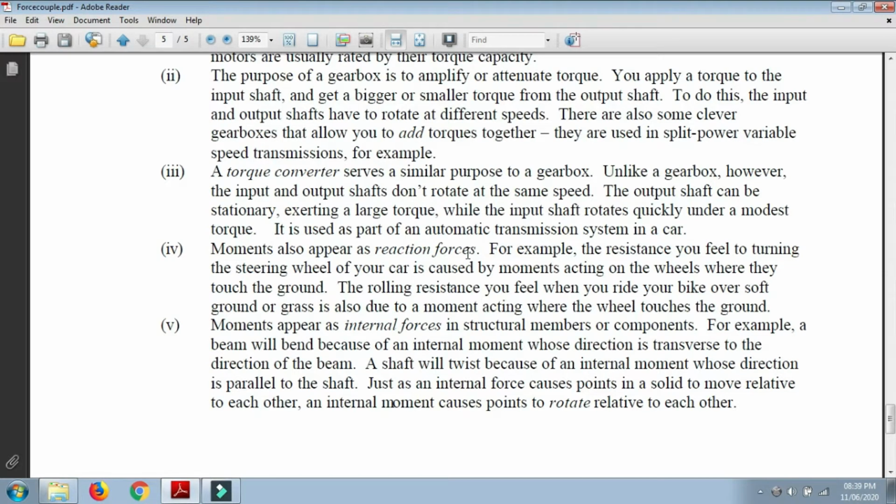Moments appear as internal forces in structural members or components. Whenever we go for structural analysis, we will consider moments as internal forces, which means if we cut the beam at any point, we will be able to calculate those moments as internal forces. For example, a beam will bend because of an internal moment whose direction is transverse to the direction of the beam. Again, this is a bit more theoretical.